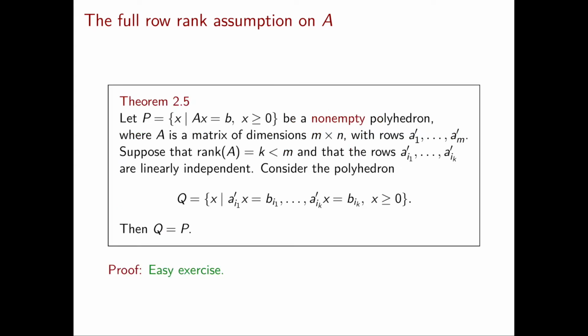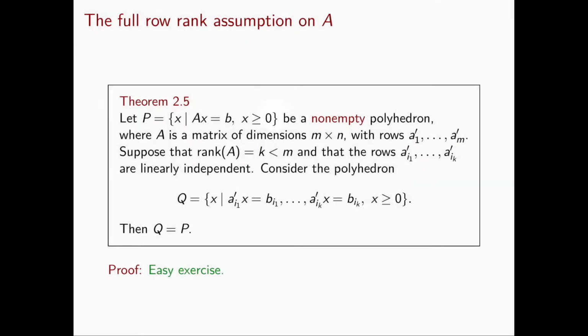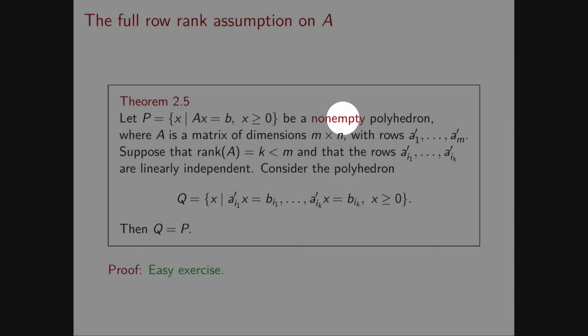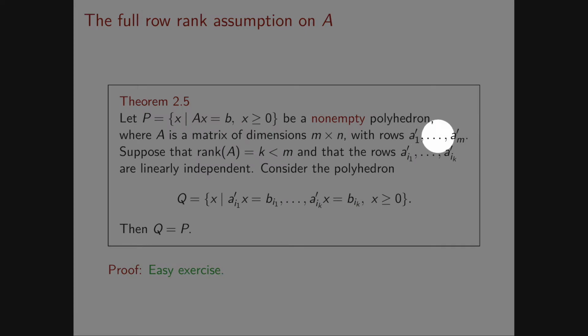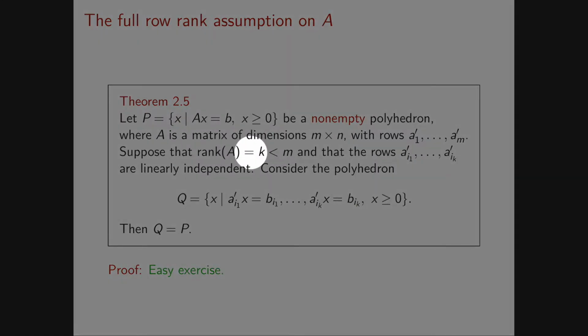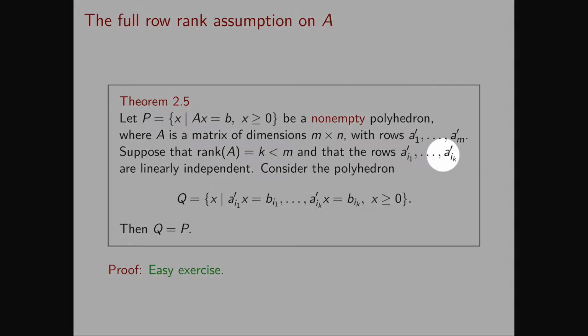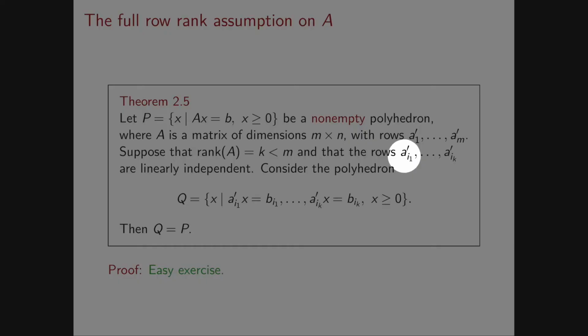Here's the formal statement. Let P be our standard form polyhedron and let's assume that it's non-empty. Let's assume that A is an m by n matrix and denote the rows by a_1 transpose until a_m transpose. Let k be the rank of A and assume that it's strictly smaller than m. Let's define indices i_1 until i_k so that k rows that are linearly independent are a_{i_1} transpose until a_{i_k} transpose.